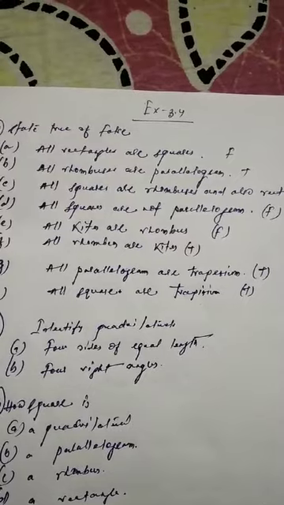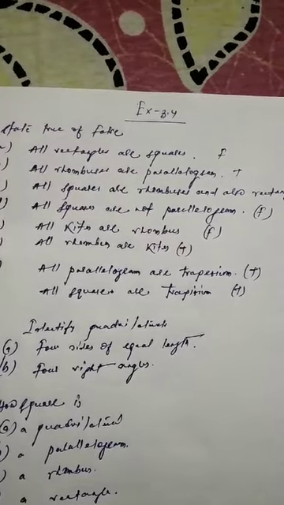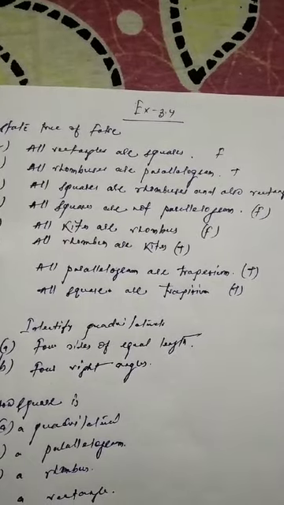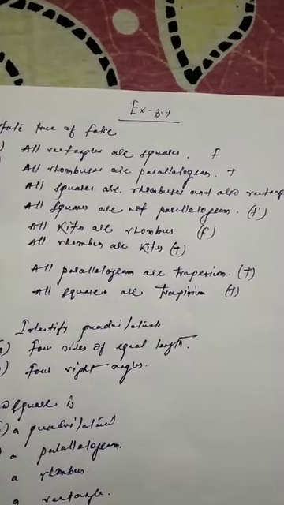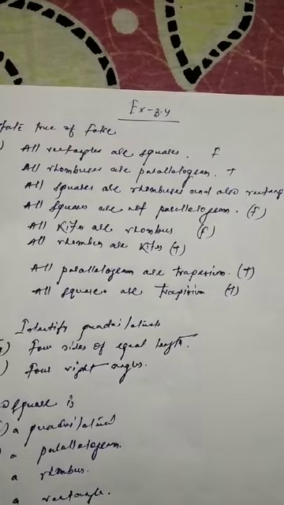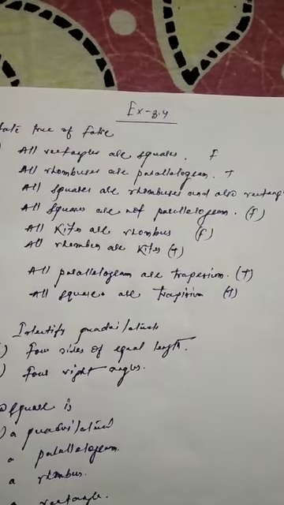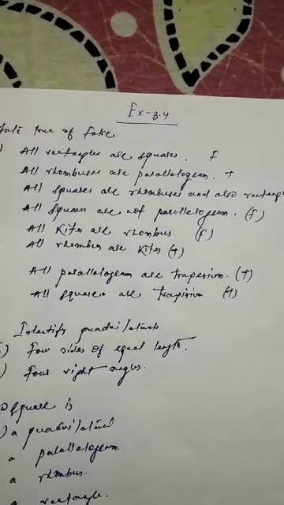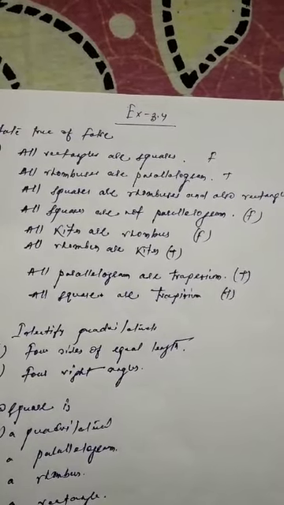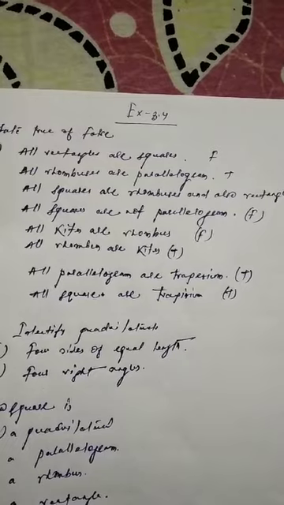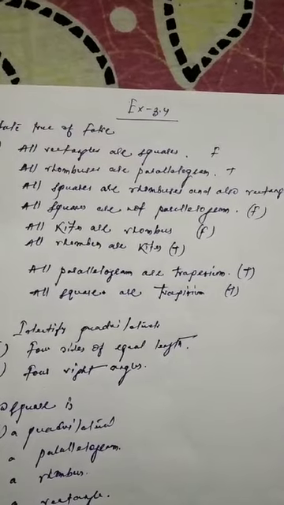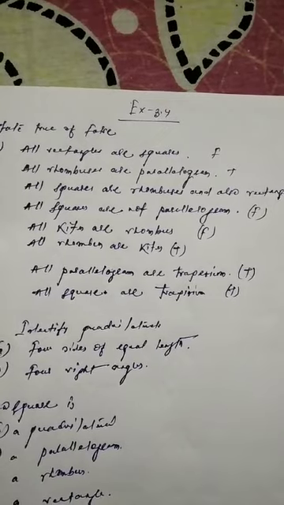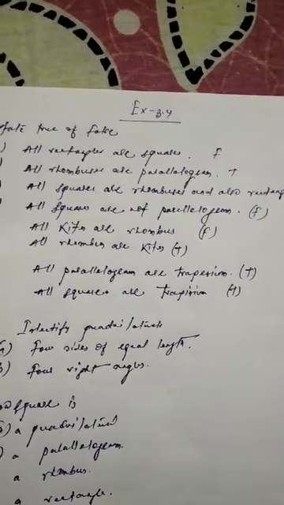Question B is true: all rhombuses are parallelograms. Question C is about all squares being rhombuses and also rectangles. In the previous question A, I explained that all squares are rectangles, so that is true. One more part of this question says that all squares are rhombuses.